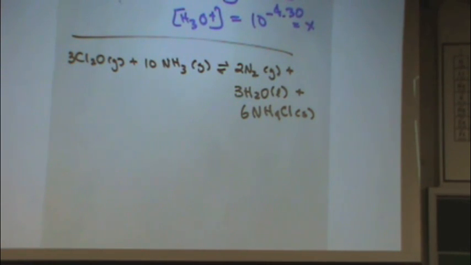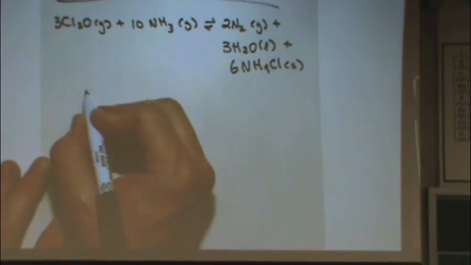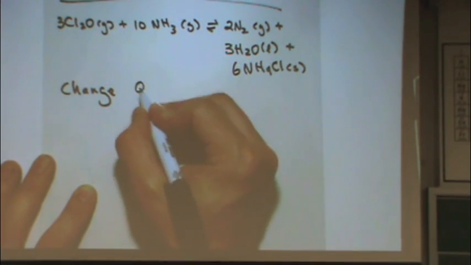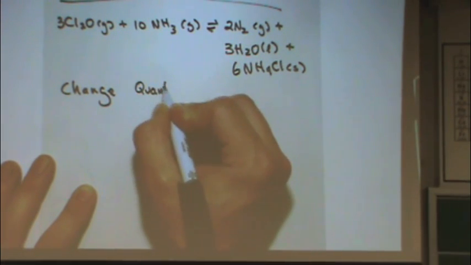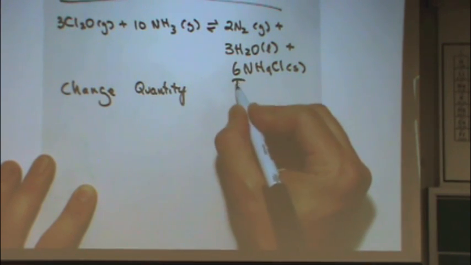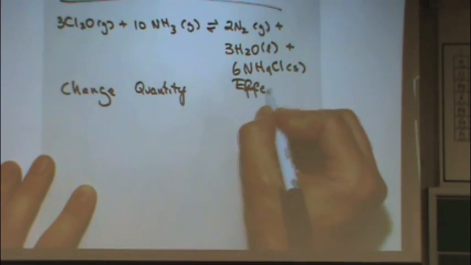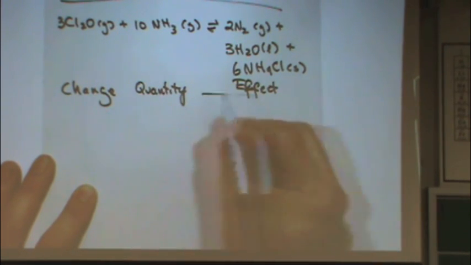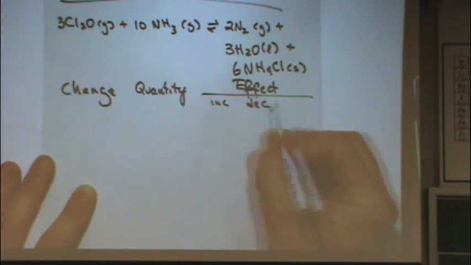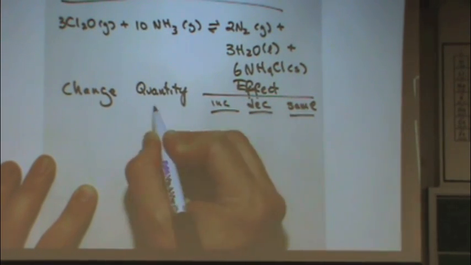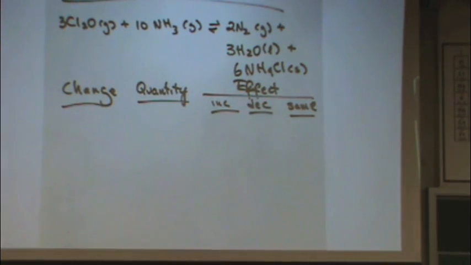I'll do the more difficult of the types of problems. The more difficult one has a table with a column that says change, another column that says quantity, and another set of columns that say effect, where you answer increase, decrease, or stay the same. Okay? So in our example here, let's give this a try.